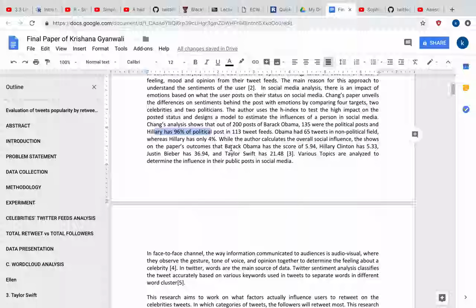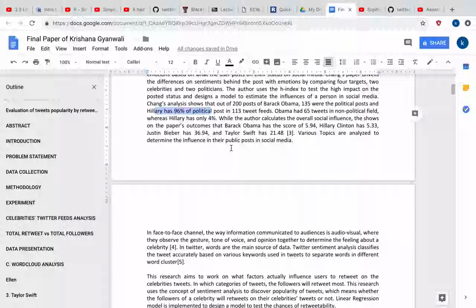So they took the data from 200 posts of Barack Obama, and at the same time they took the tweets of Justin Bieber, who has a higher number of social influence, and then Taylor Swift has 2148.